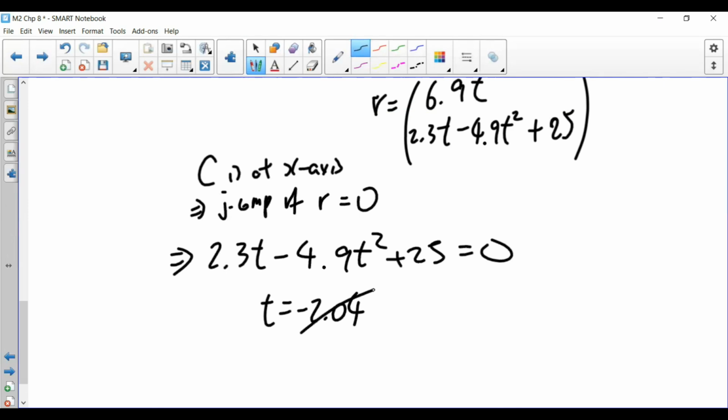We're going to reject that. t cannot be negative. We cannot travel back in time, even though we wish. There's so many things we should do when we're a kid. We can't. Anyway, life lesson over. We know time is 2.51 seconds.